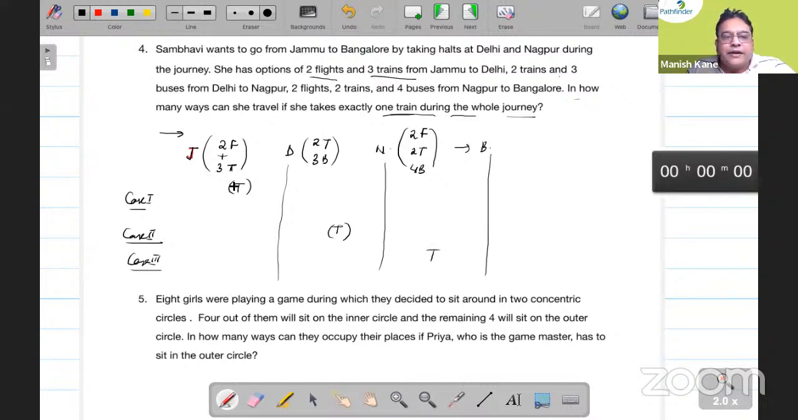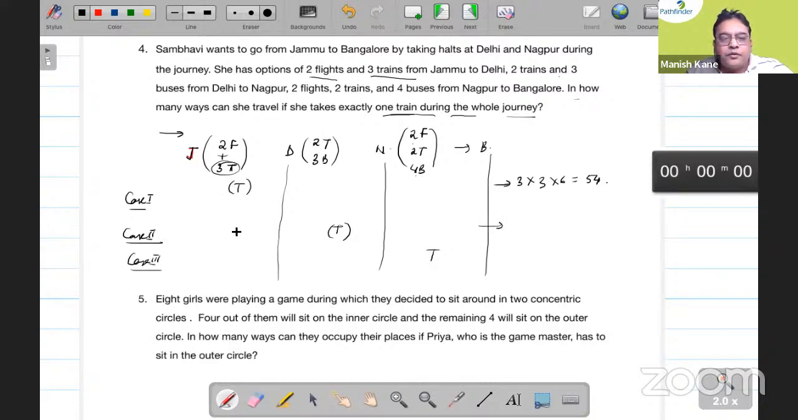If she takes a train, as case 1 says, from Jammu to Delhi, she has 3 choices for trains. Now Delhi to Nagpur, she can't take trains, so she'll have only the choice of 3 buses. Nagpur to Bangalore, again, she can't take trains, so 4 buses and 2 flights. So she has 6 options. So 54 ways in all, according to case 1.